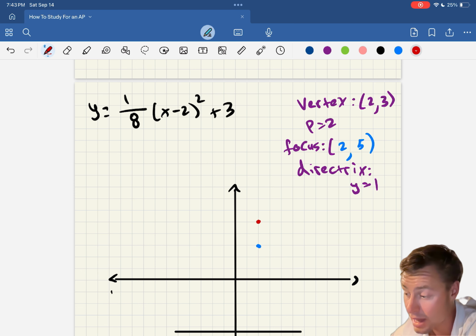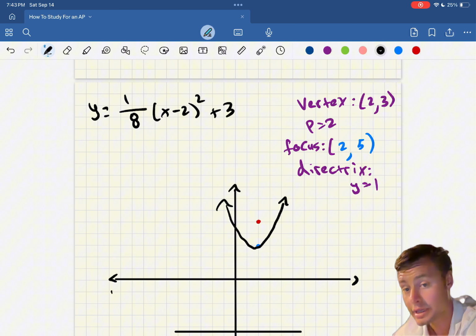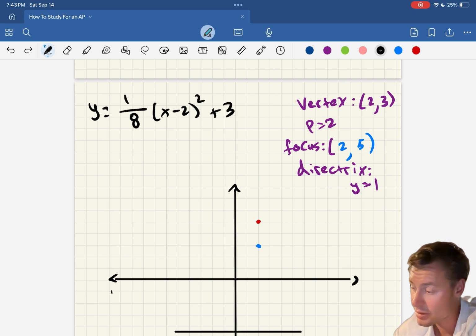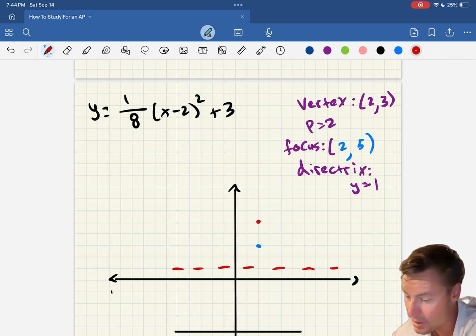And how did I know that? Because it has to be facing up. So my focus has to be in this orientation. If it was the other way, it would have been facing right. So you can check yourself by looking for those types of things. And my directrix is y equals 1, which is right here. Okay.